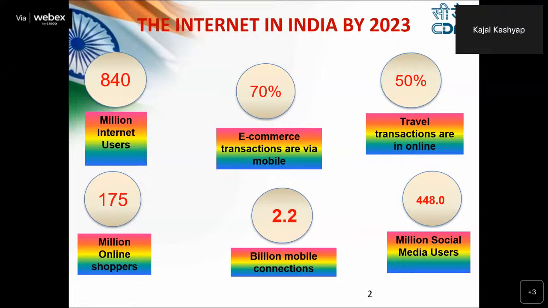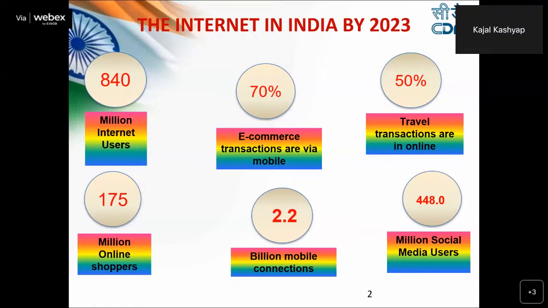Then we have 50% of travel transactions done via online mode, as we don't have to go from one place to another and stand in long queues. We can just sit at our office table and do any sort of bookings through our mobile phones, laptops and desktops. Then we have 175 million online shoppers, as due to the COVID impact also, people are preferring online shopping more than going from one place to another.